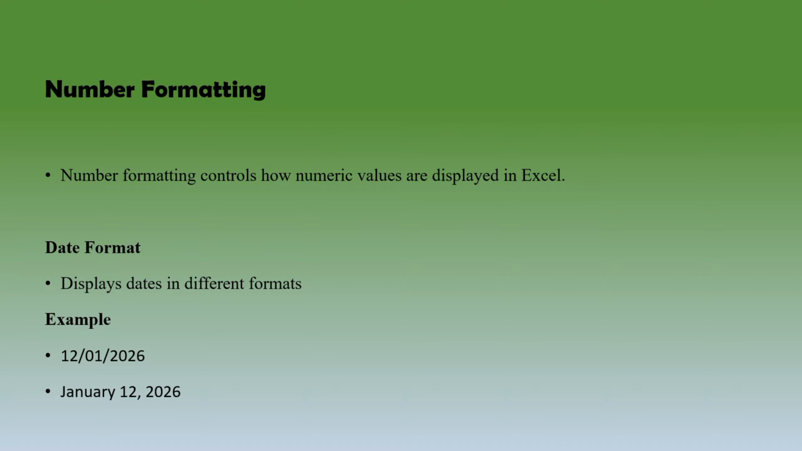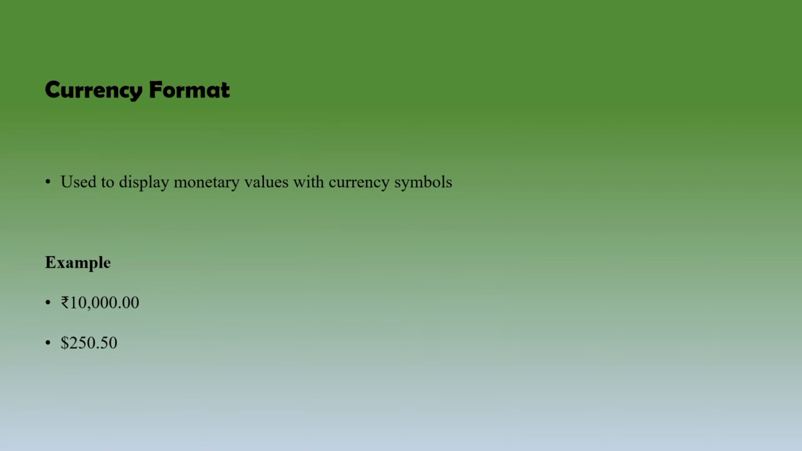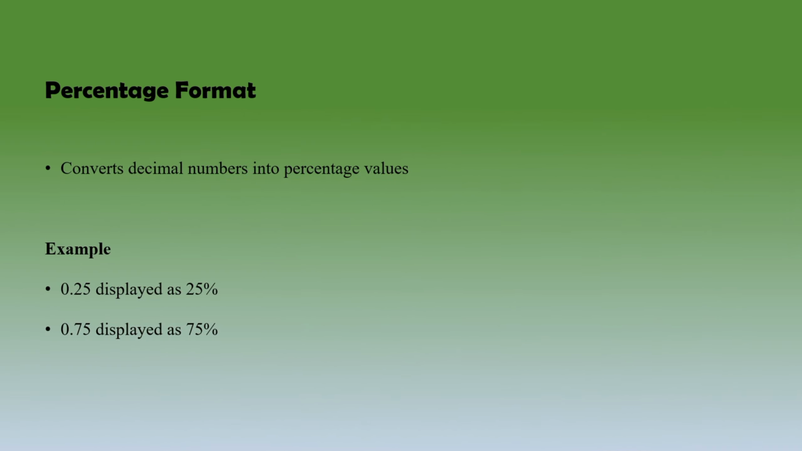Date format allows you to display dates in different styles, such as numeric format or full month and year format. Currency format is used to display monetary values with currency symbols like rupees or dollars. Percentage format converts decimal values into percentages, making data easier to understand.